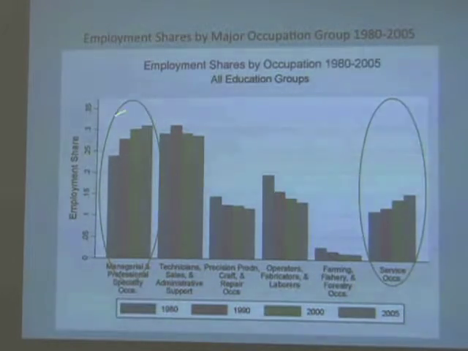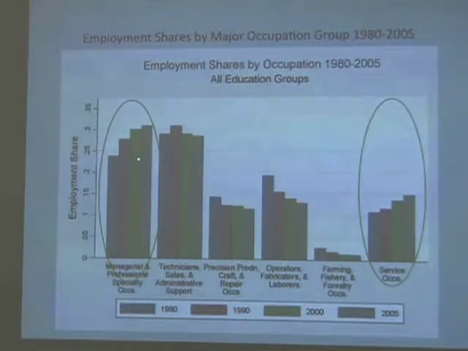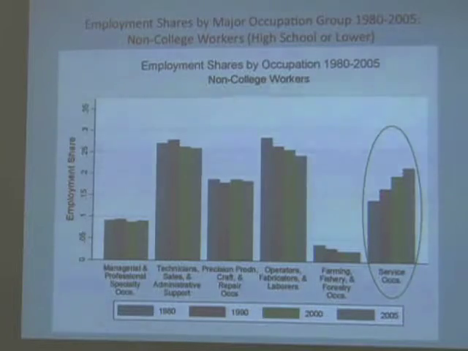And if you look, the only two categories that are adding employment as a share of all occupations are, one, these managerial and professional specialty, and the other is these service jobs. If you focus specifically on non-college workers, workers who have high school or lower education in particular, you can see that the only category that's growing in size is the service occupations. This is the only type of occupation that's actually adding employment among low-skilled workers.